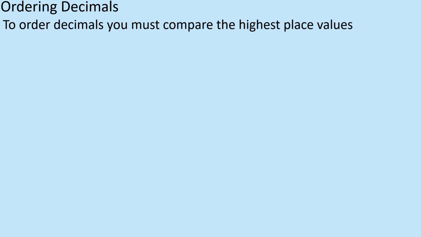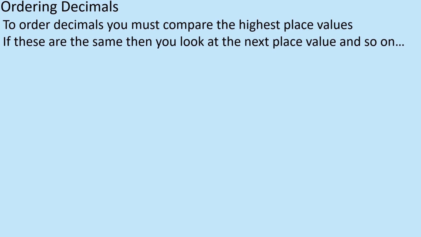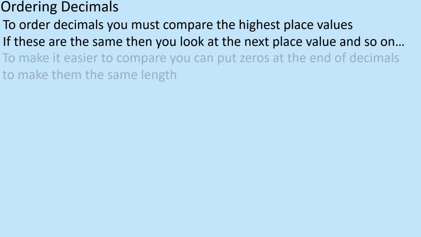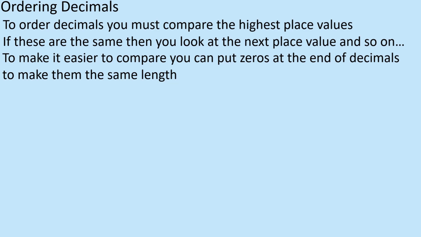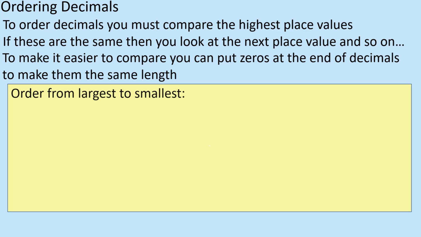shortly after. So when we're ordering decimals, it's all about the highest place values that we're focused on, all right? And then from there we look at the ones that come after it. To make it easier to compare, the best thing to do is put zeros at the end of the decimals to make sure that we have all the same length. So order from largest to smallest.